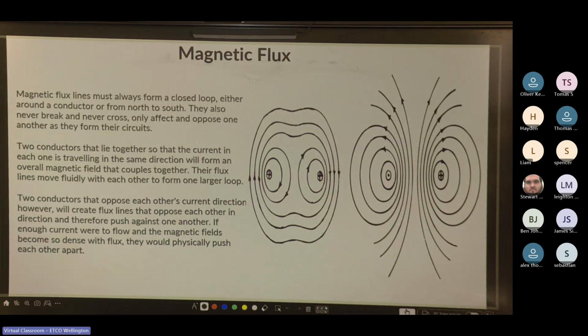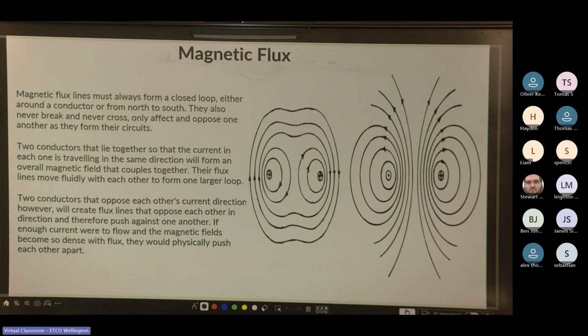Cool. So magnetic flux lines always form closed loops, either around a conductor or from north to south. They also never break and never cross, only affect and oppose one another as they form their circuit. So two conductors that lie together so that the current in each is traveling in the same direction will form an overall magnetic field that couples together. Their flux lines move fluidly with each other to form one larger loop. Two conductors that oppose each other's current direction, however, will create flux lines that oppose each other in direction and therefore push against one another.